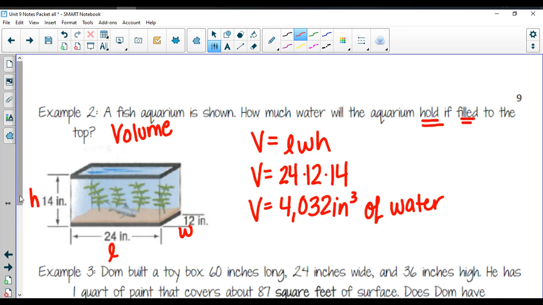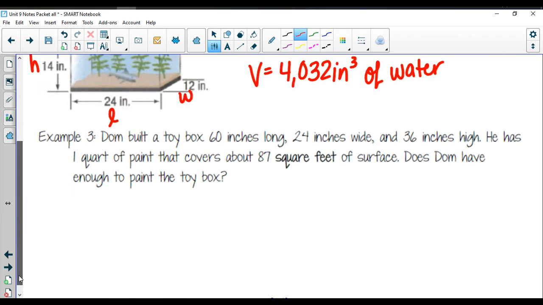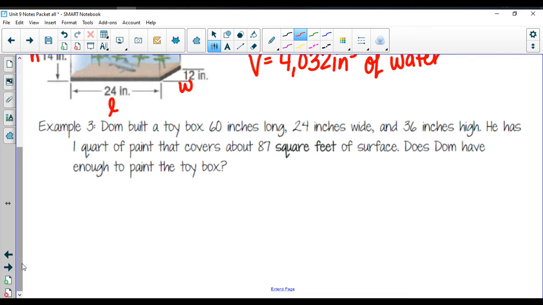In example number 3, Dom built a toy box 60 inches long, 24 inches wide, and 36 inches high. He has 1 quart of paint that covers about 87 square feet of surface. Does Dom have enough to paint the toy box? So noticing these are all in terms of inches, but then the paint is in terms of square feet. I do notice that these are all divisible by 12. So I'm going to write down my side. Length equals, width equals, and height equals.